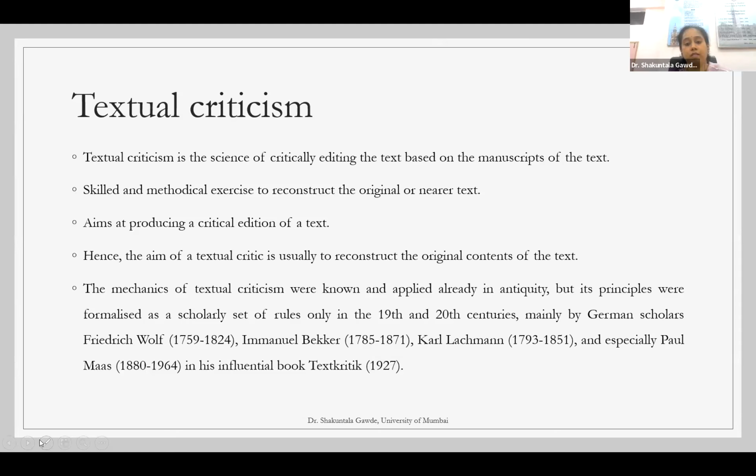So, based on the manuscripts of the text. Now, for example, we have the text of Yoga Sutra available in different kinds of editions published by different scholars. But how was that prepared? Was it originally available in printed form? Definitely not, because we know that our ancient Indian tradition is an oral tradition.